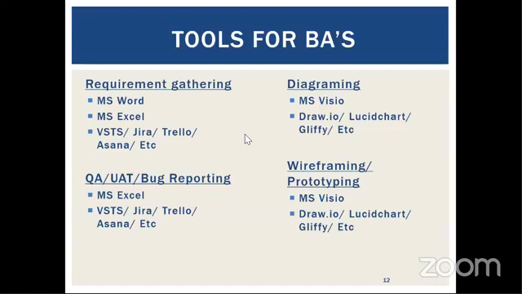And then when we get into QA, UAT, and bug reporting, again, Excel can be used, Word can be used, and some of the tools that I already mentioned. VSTS, if you folks know what that is, it's the newer version of TFS. There's Jira, Trello, and the list goes on and on. Companies will use different tools, but they all pretty much work the same. The format will be different. How they look will be different. Things might be called a little bit different, but essentially they all do the same thing.